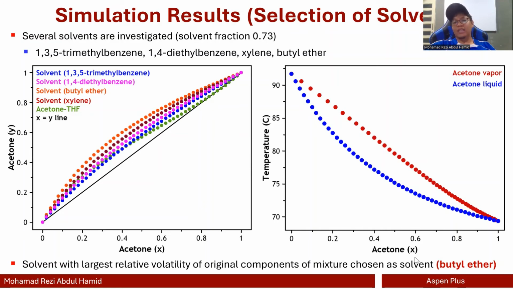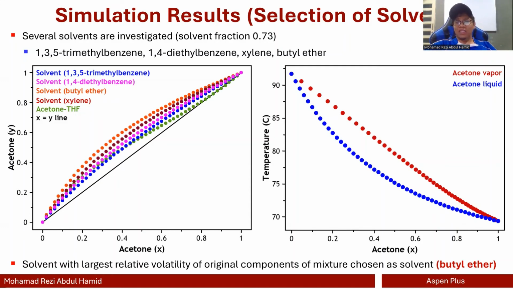Not X and Y, because these are the XY diagram. Acetone, the blue one is a liquid phase, the maroon one is in a vapor phase. As you can see, there is no azeotrope formed. So based on this result, we have identified our best solvent, which is butyl ether.